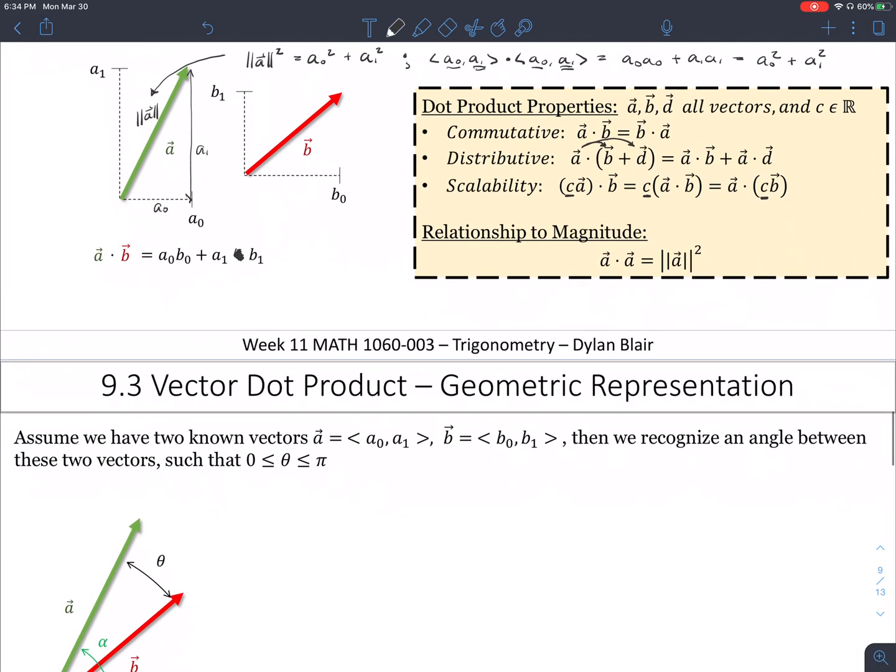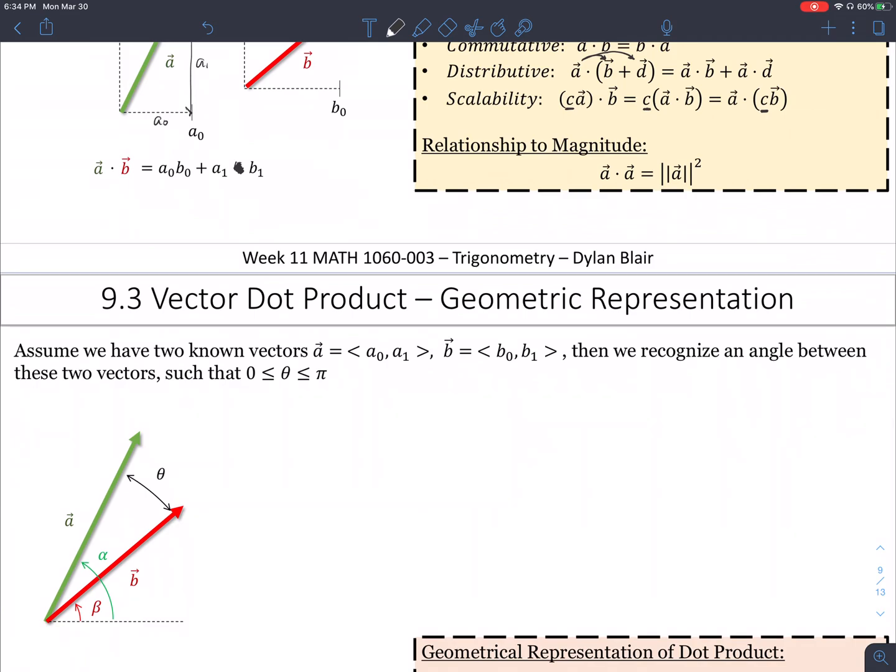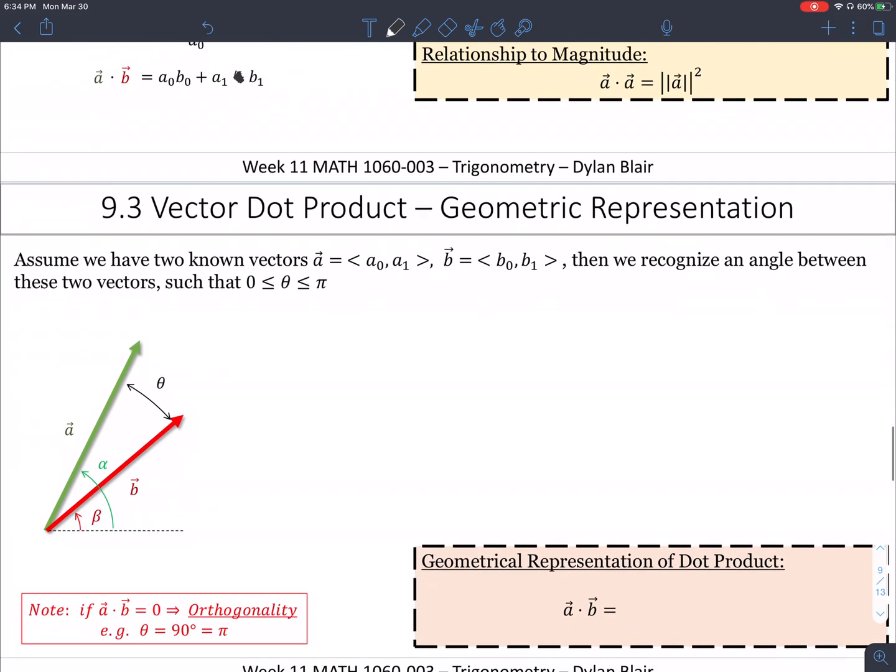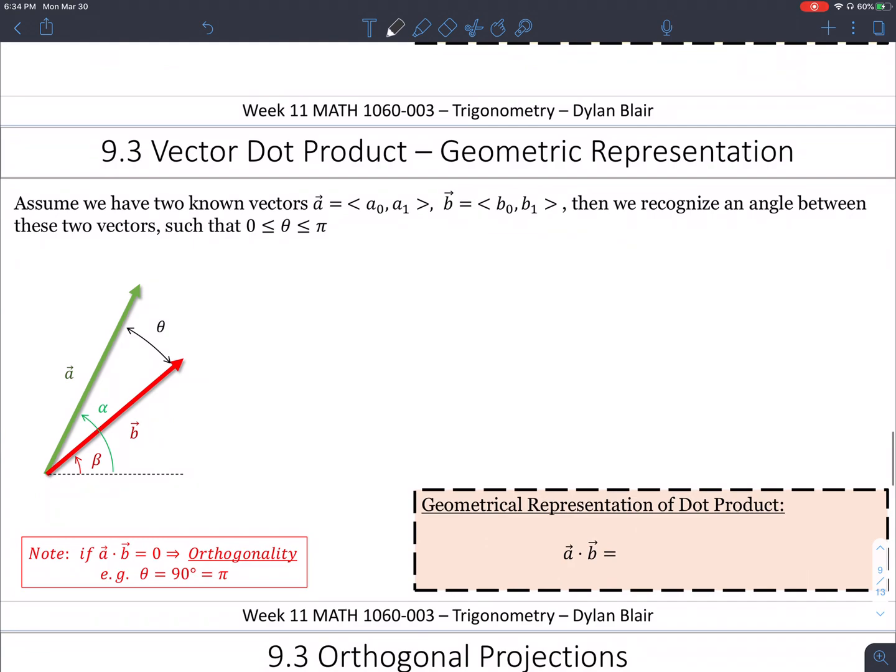Now, I know I haven't really been doing this to you guys much, but we're doing it twice at the end of this lecture video for 9.3: I'm giving you some incomplete notes. So with this, we have a geometrical representation of the dot product that we still need to figure out.